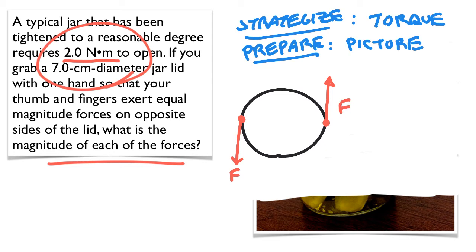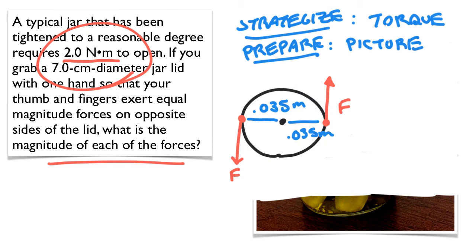I'm also going to represent the distances, and I have to choose a pivot point. A jar lid, of course, rotates around its center. So I'll take my pivot point there. I'm going to take my distances from the pivot point. That's just the radius of the jar lid, 0.035 meters on one side, and of course 0.035 meters on the other side.